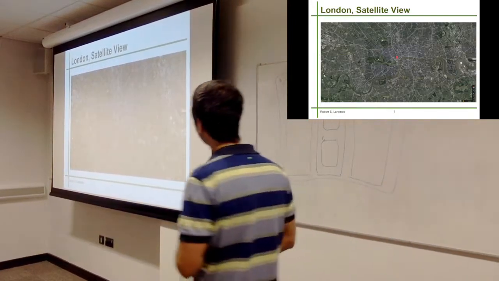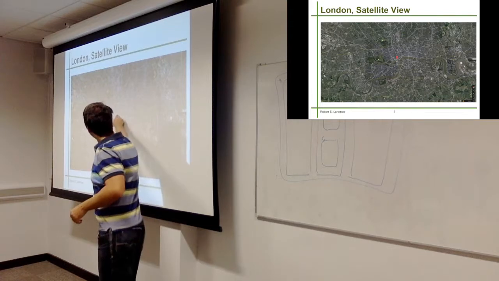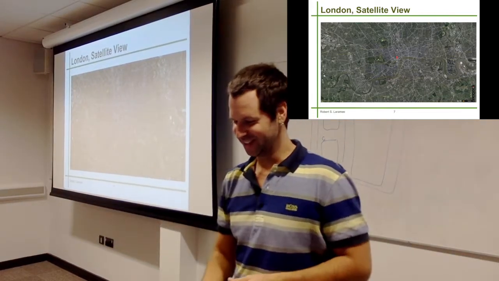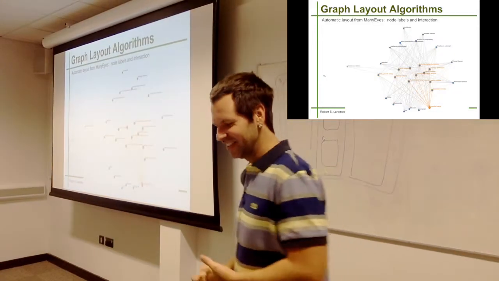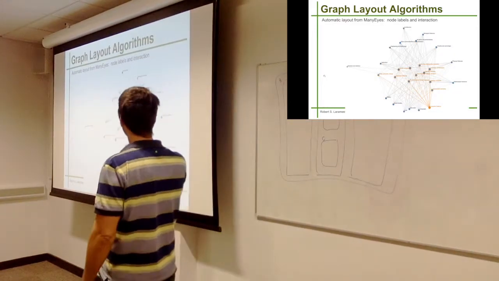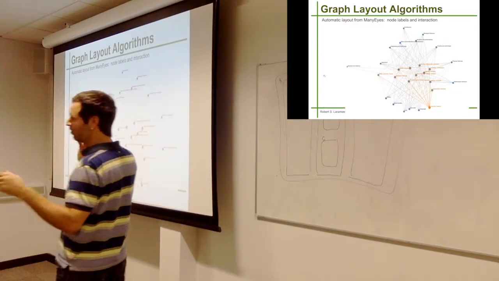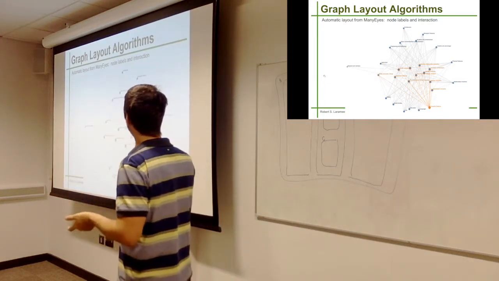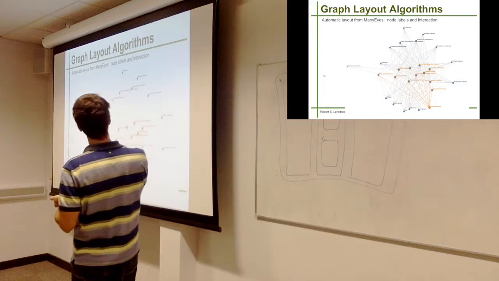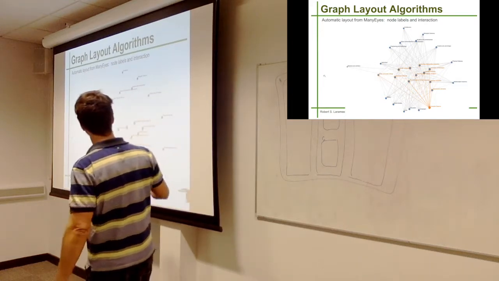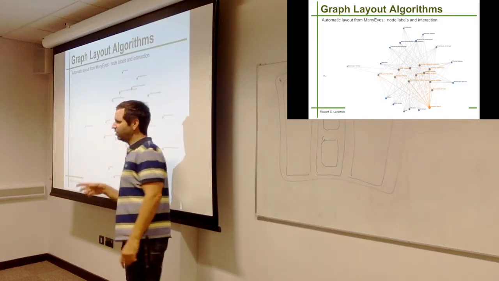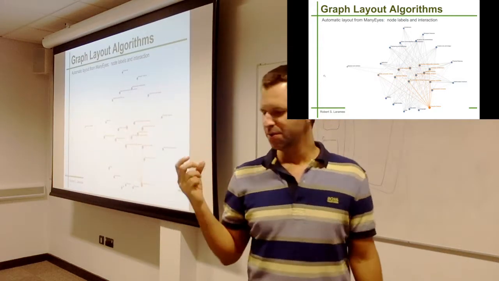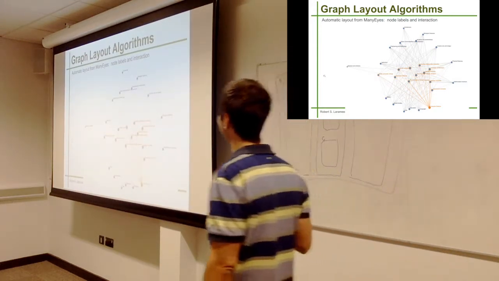By the way, this is where we are in this map. I don't know where that is, though. This is an automatic layout. The previous map was a manual layout. This is an automatic layout. And that means the nodes are positioned in space using some algorithm. And the edges are positioned in space using some algorithm.